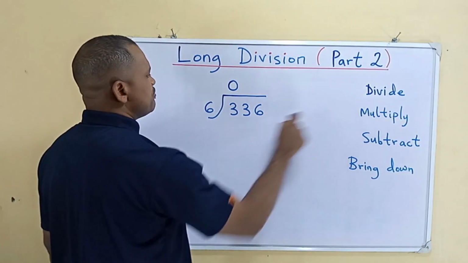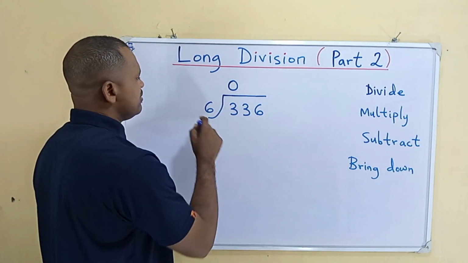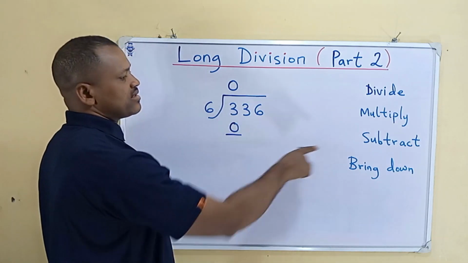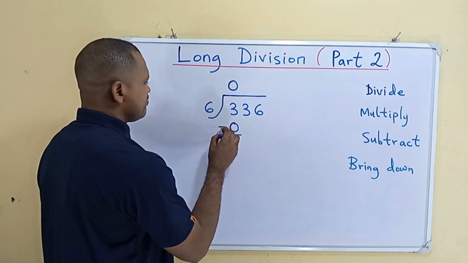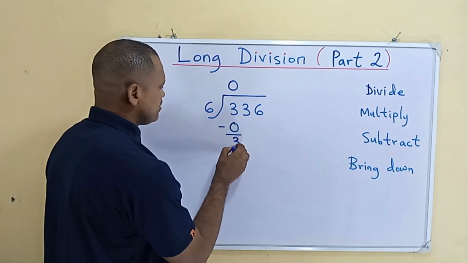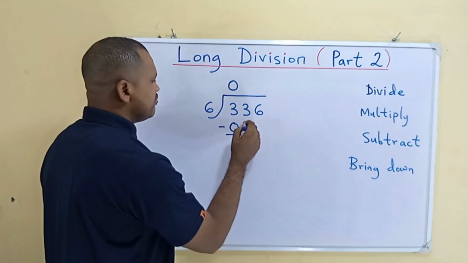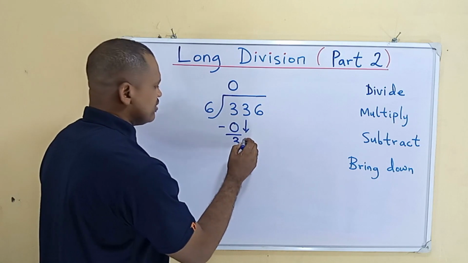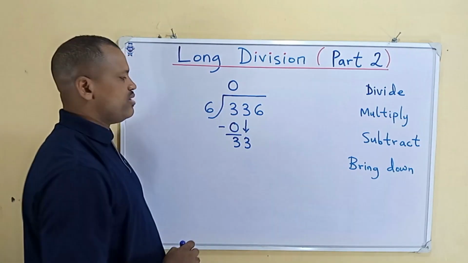The next step is multiply. 0 times 6 is 0. The next step is subtract. 3 minus 0, of course, is 3. Bring down. You bring down the digit close to this 3. So now we have 33.